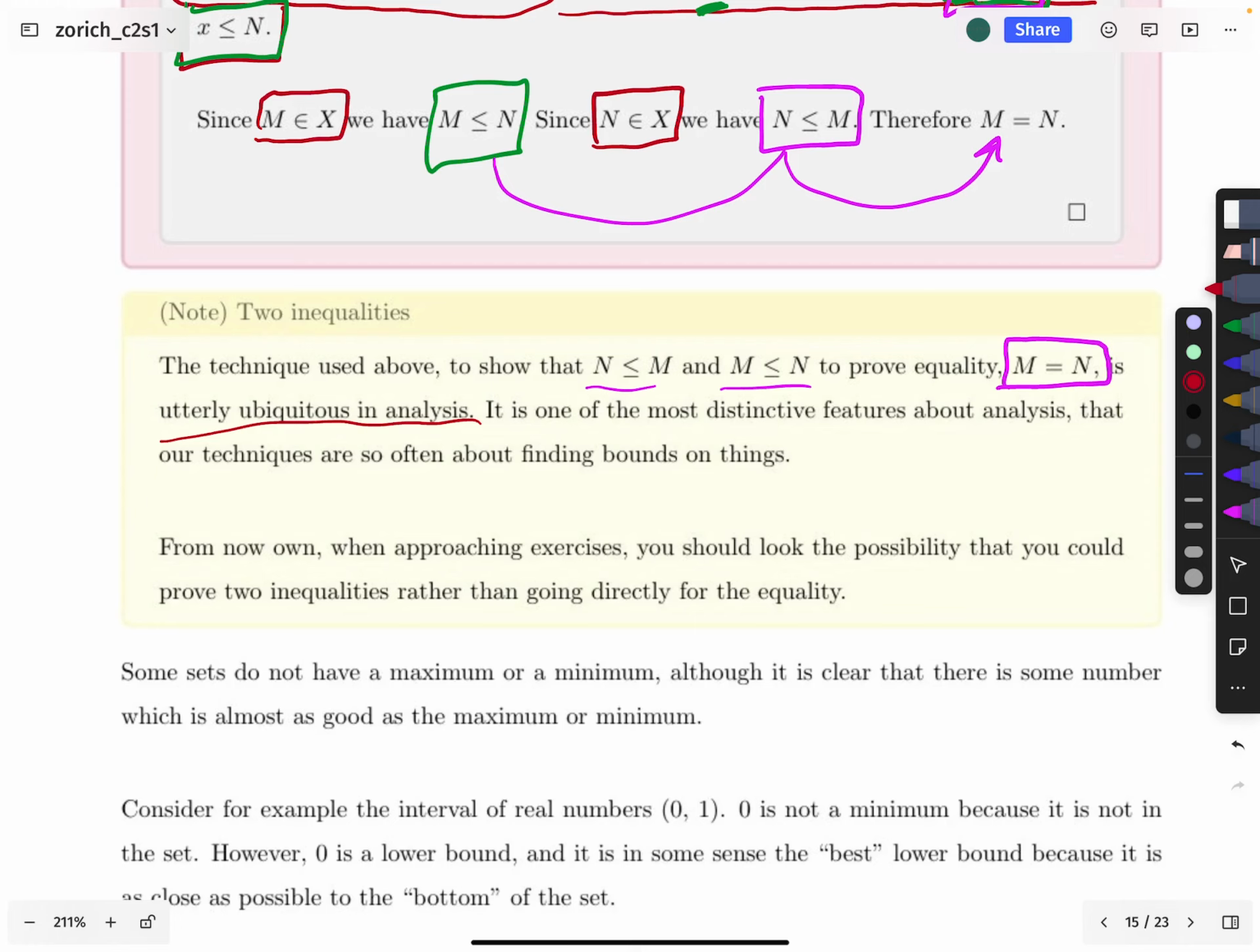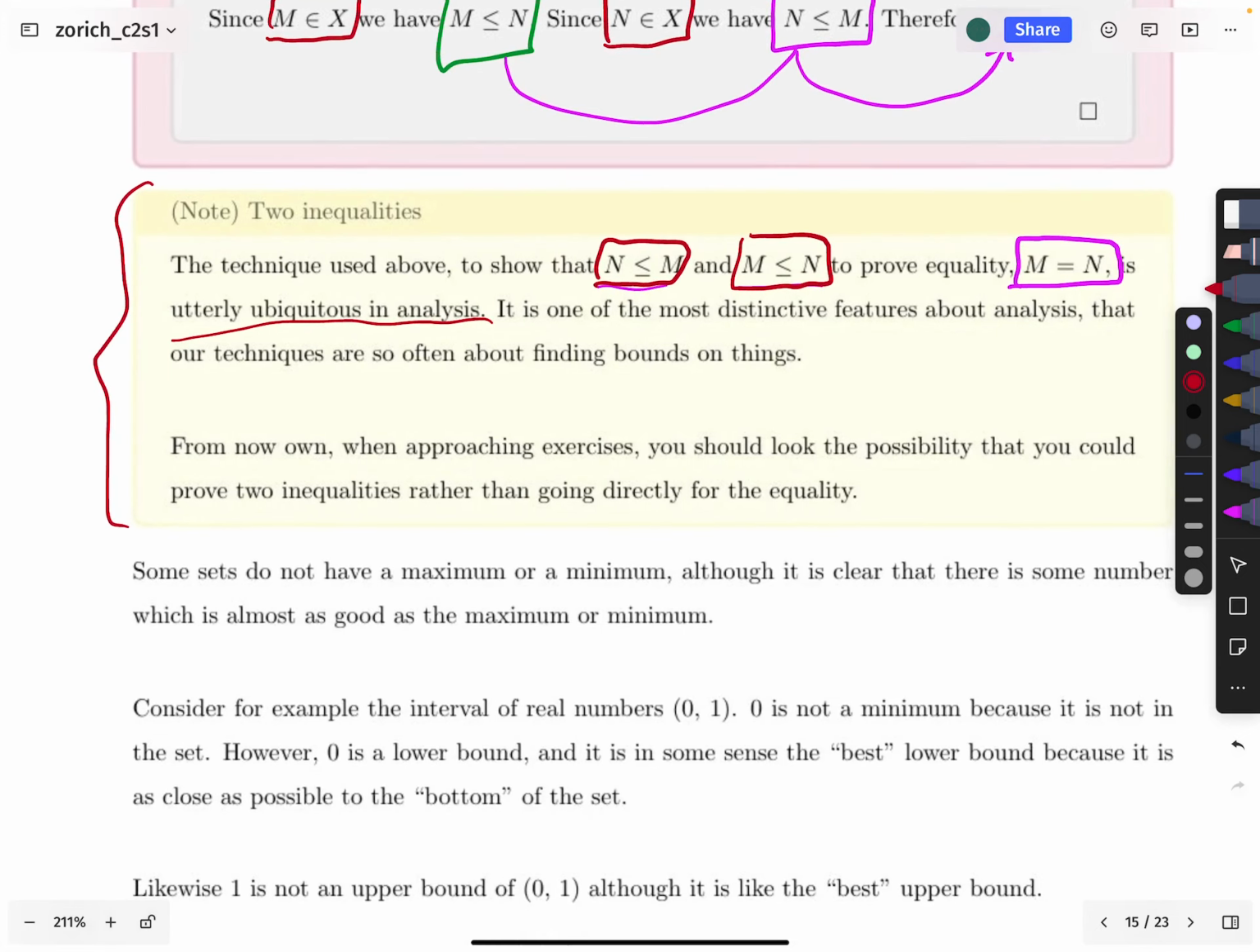So this is really worth paying attention to and looking out for in future proofs when you're trying to think about how to prove two things are equal, especially two numbers. It's always a good idea to think about whether it is easier to prove one or the other inequality. And if it is easier to prove inequalities, then try to get these two inequalities, and that'll get you the equality.